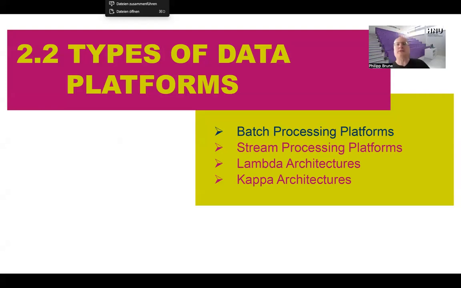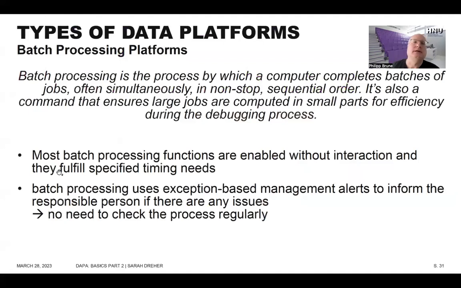So the next thing now is to discuss a little bit about the, let's say, basic architecture or general concept that such a data platform can follow. And first of all, we have basically two basic variants, which is batch and stream processing. And then we will see how these can be combined in the Lambda and Kappa architectures. So let's start with batch processing.